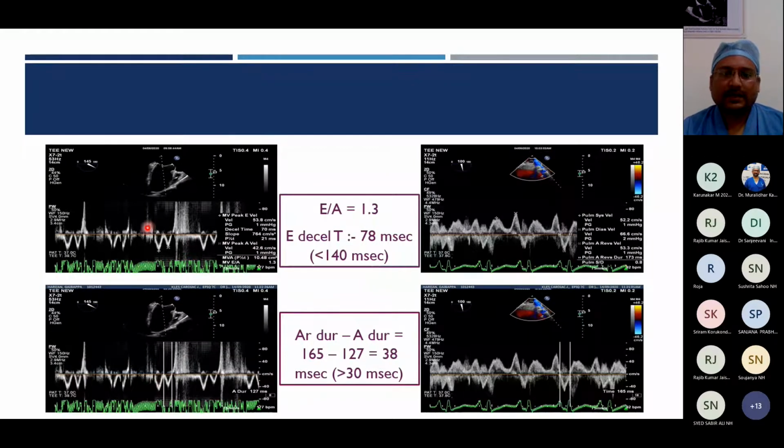Here in the first image, you can see E by A is 1.3, E wave deceleration time is 78, and the same patient's AR duration minus A duration is 38, that is more than 30 milliseconds. So this goes in favor of a diastolic dysfunction.